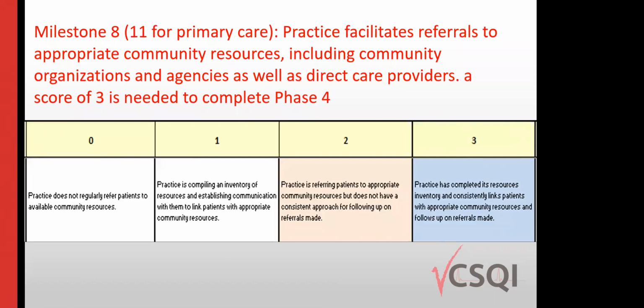As usual, we have our score assignments, where 0 is that the practice regularly refers patients to available community centers. Scaling up to a 3, which is needed to complete this milestone, the practice has completed its resource inventory and consistently links patients with appropriate community resources and follows up on referrals made. In between, we have a 1 and a 2, which have different variations of completion, from not having anything in place to completely meeting or demonstrating that your practice has this in place.